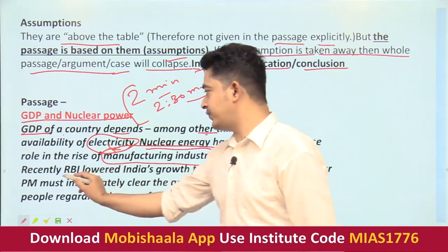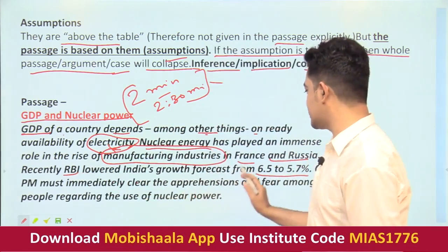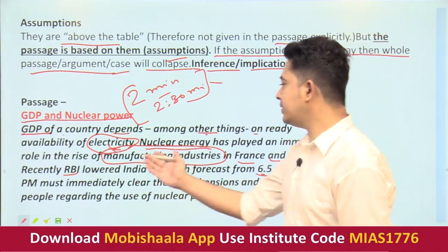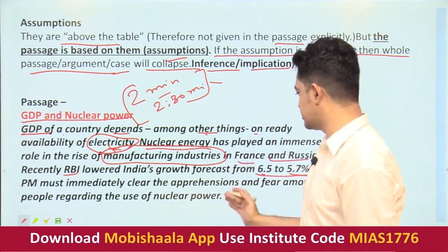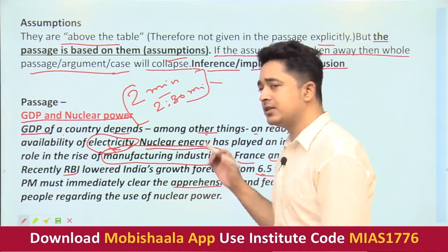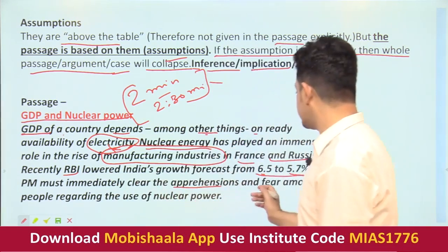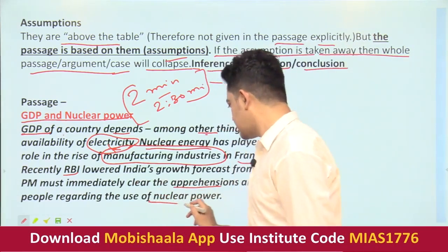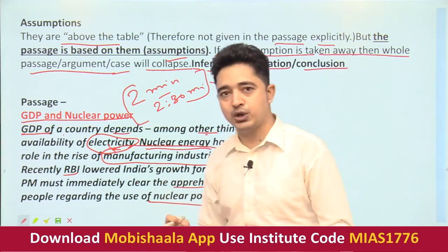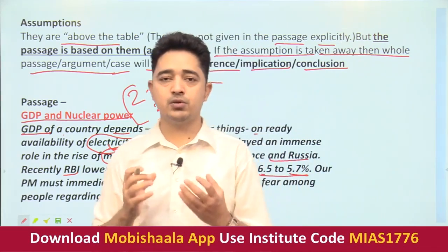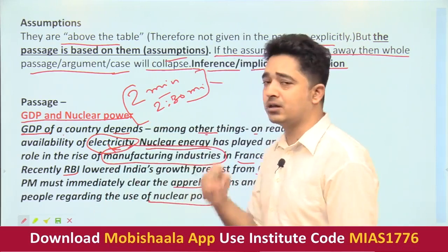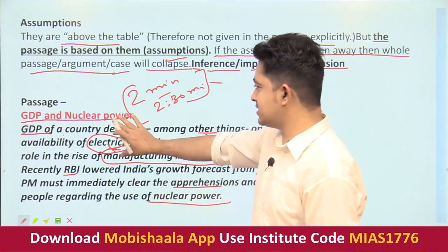Recently, the Reserve Bank of India lowered India's growth forecast from 6.5 to 5.7%. PM must immediately clear that apprehension. Apprehension means there were some kinds of speculations. So apprehension and fear among people regarding the use of nuclear power. So basically, the PM wants people to be aware of what exactly nuclear power is and how the country will grow with it. So basically this is the passage.